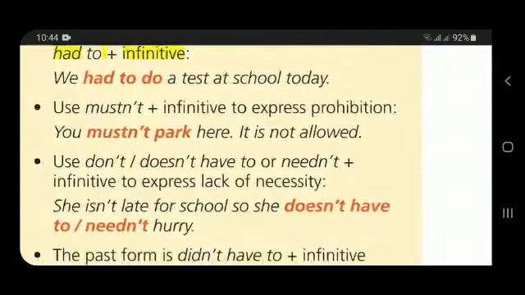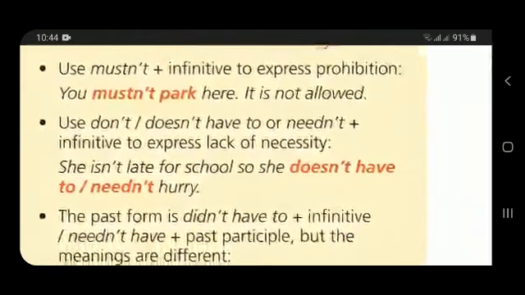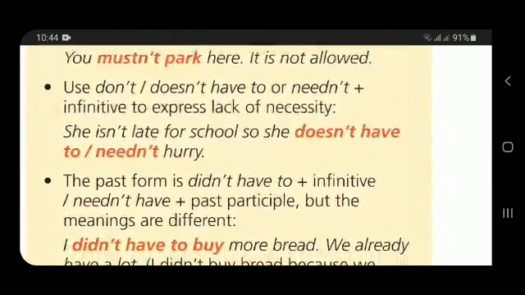Okay? If I want to express lack of necessity, how can I express this? We use don't or doesn't have to, or needn't plus infinitive to express lack of necessity. For example, she isn't late for school, so she doesn't have to or she needn't hurry. So it means that there is no need to do this thing. As you notice here, needn't is used as a modal verb. It is not followed by to, and it is followed by the verb infinitive directly.